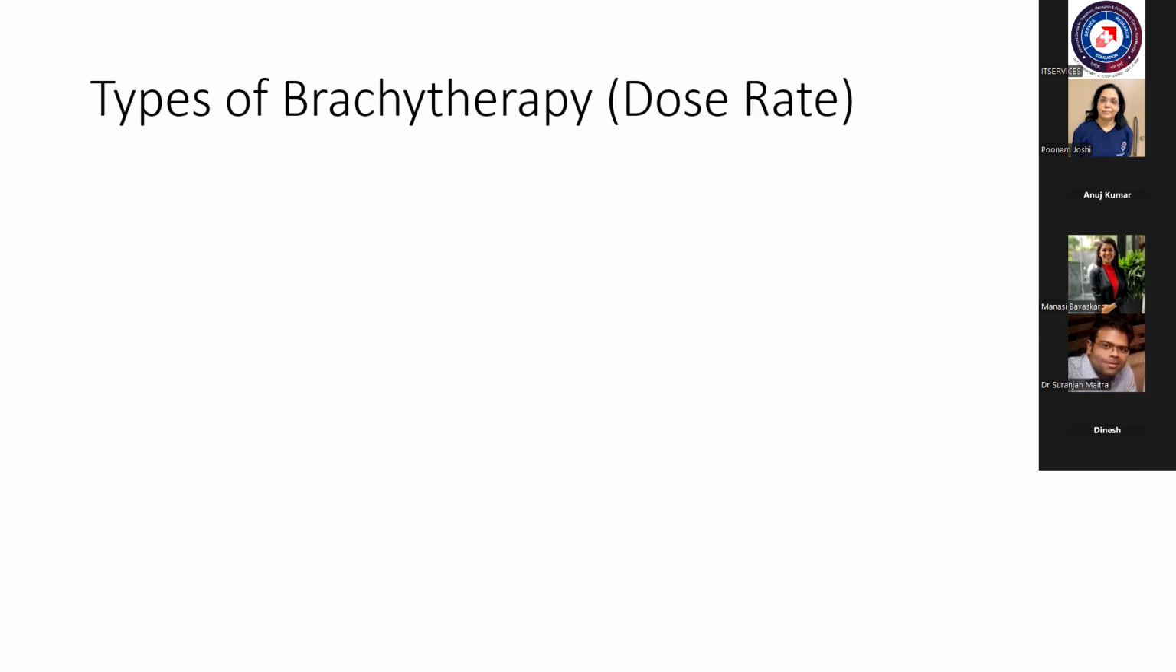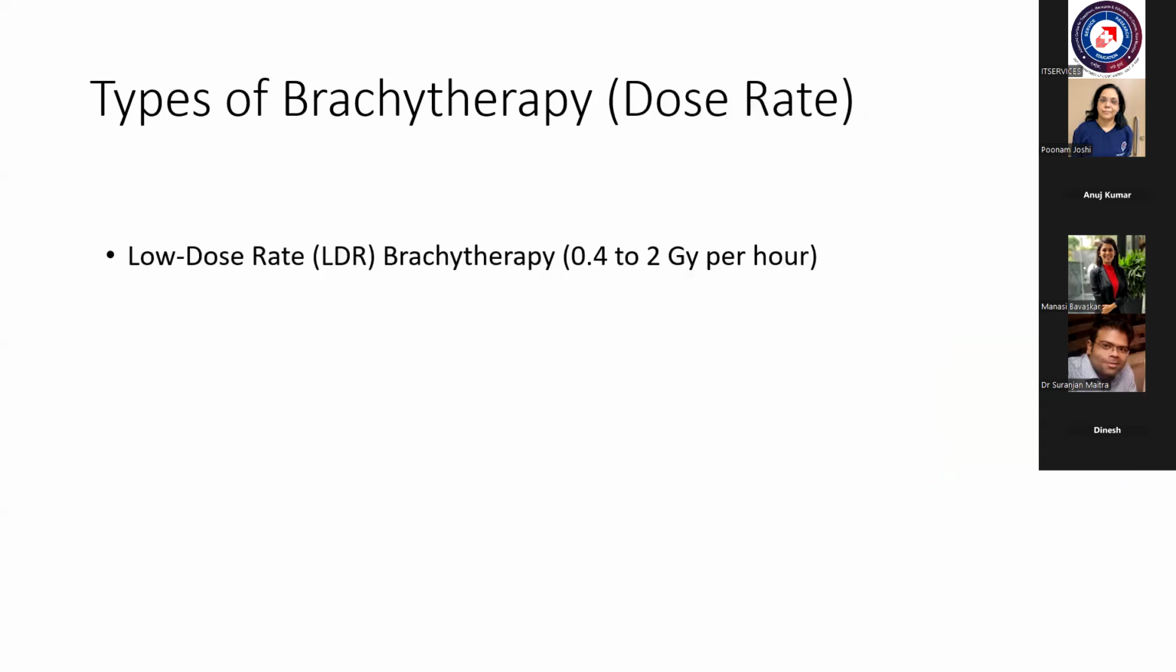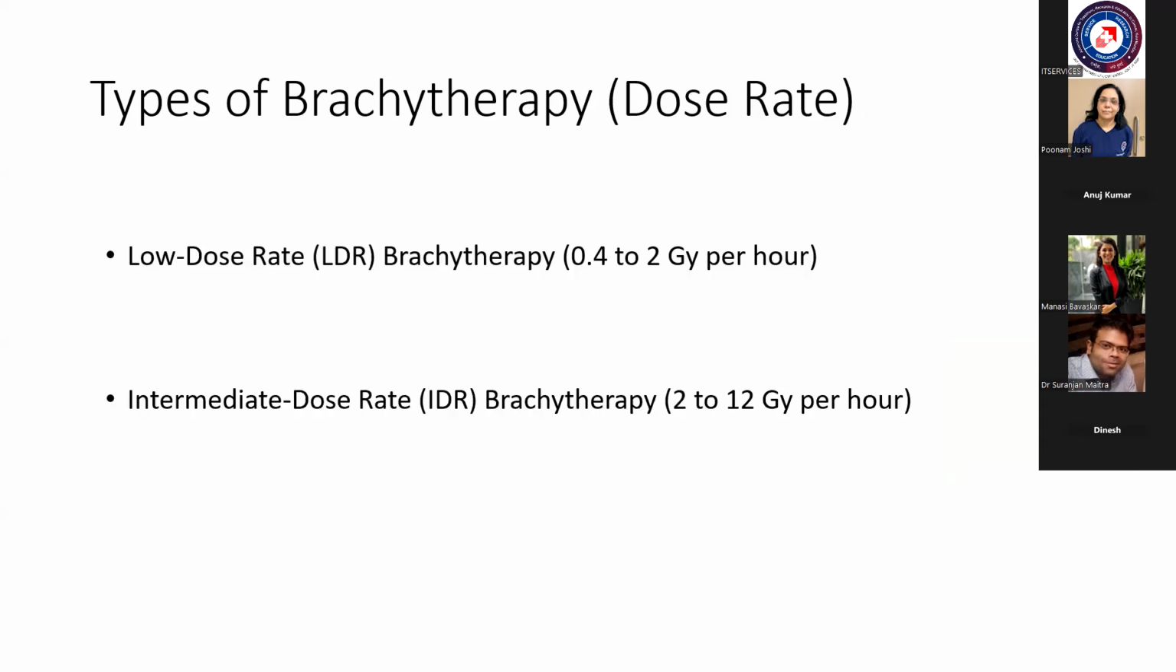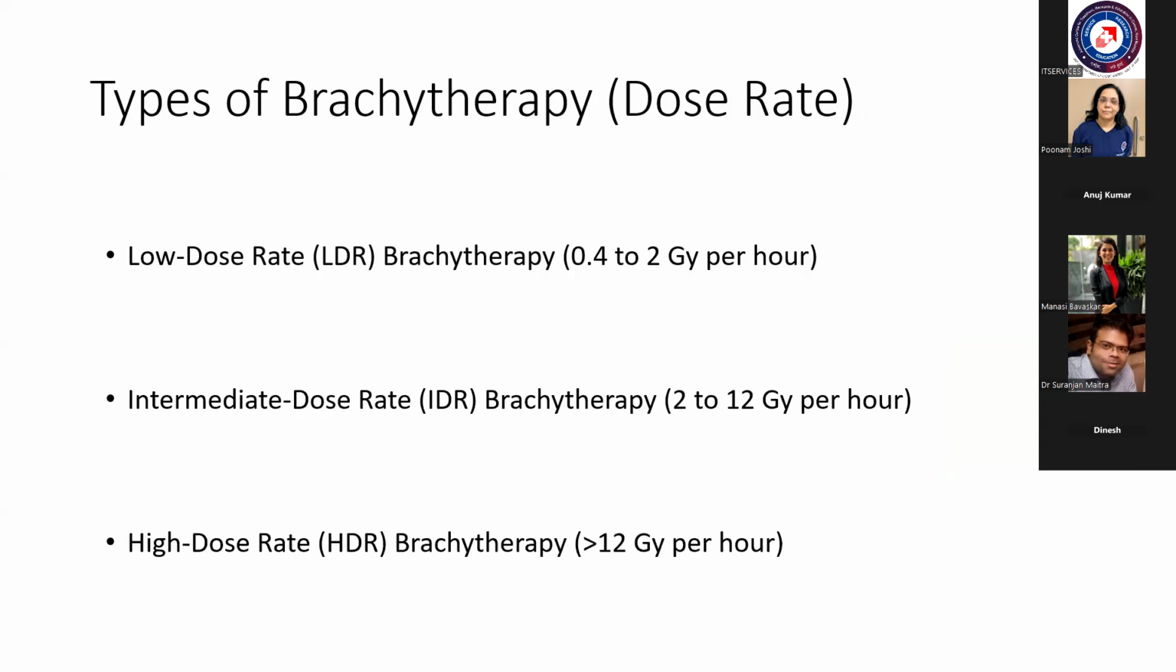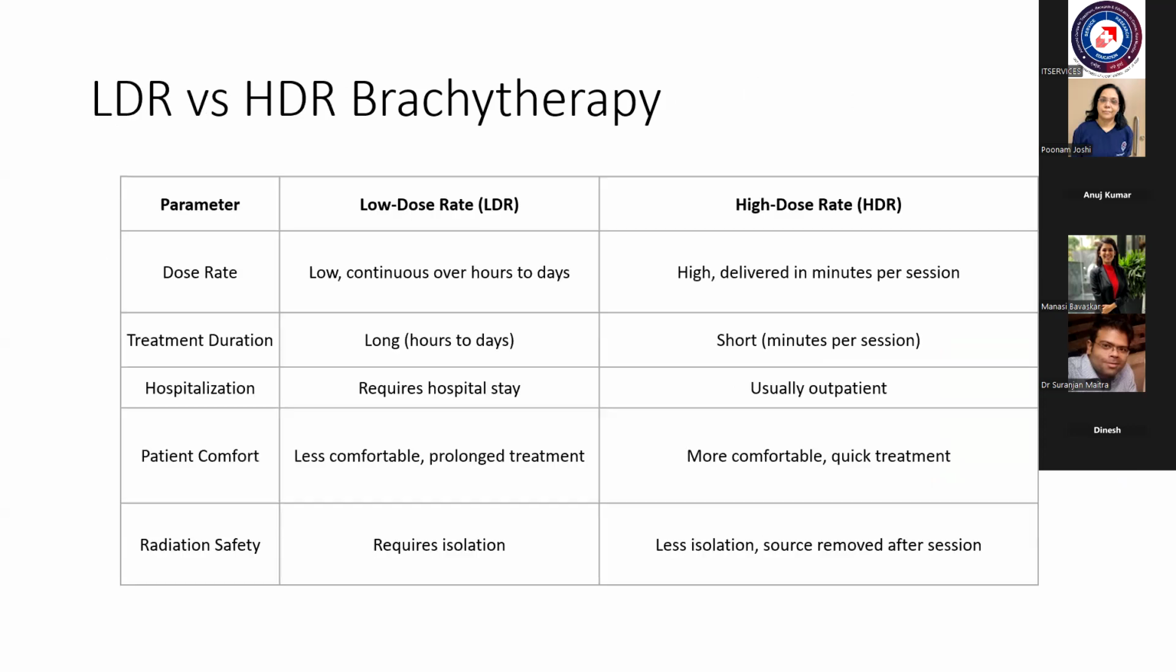And based on the dose rate, we have divided this into low dose rate, which is 0.4 to 2 gray per hour, intermediate dose rate, which is 2 to 12 gray per hour, and high dose rate, which is more than 12 gray per hour. So, as I have already discussed in the history, there was a transition from low to high dose rate. And in high dose rate, there are various advantages, which we can see in this table, mentioning the difference between low dose and high dose rate brachytherapy.